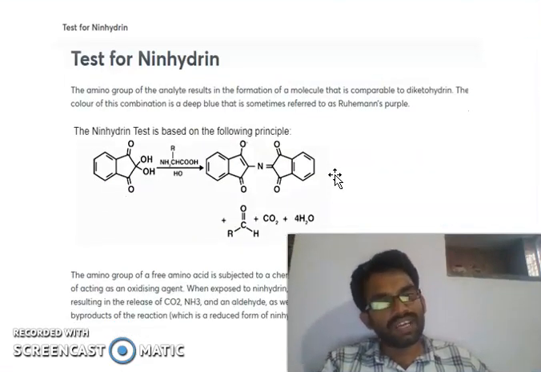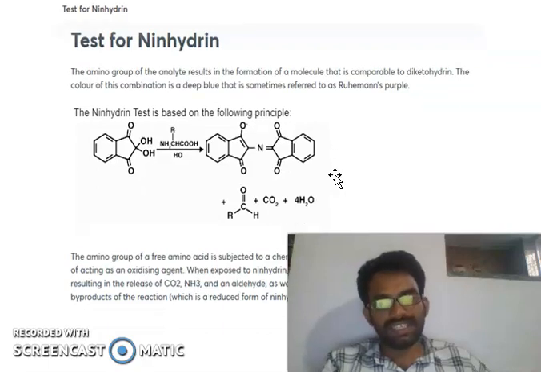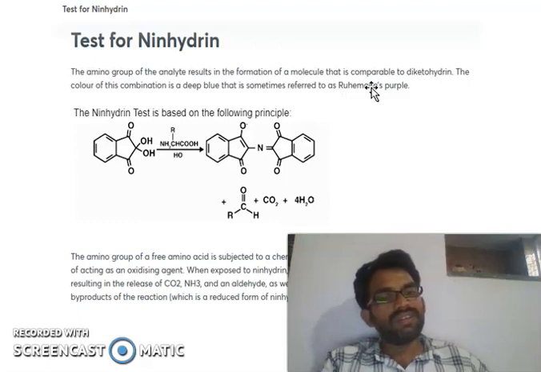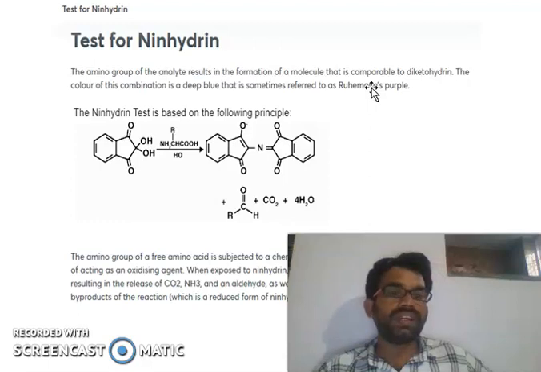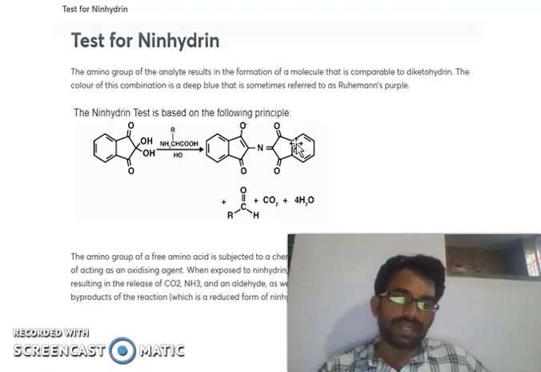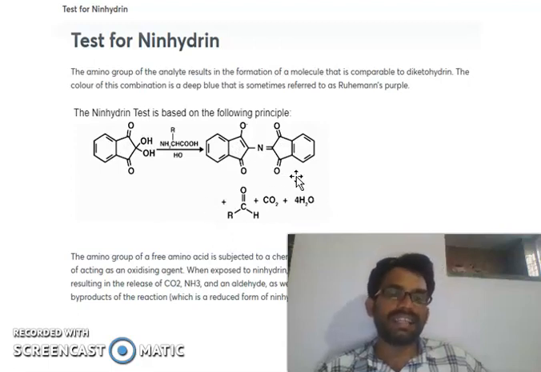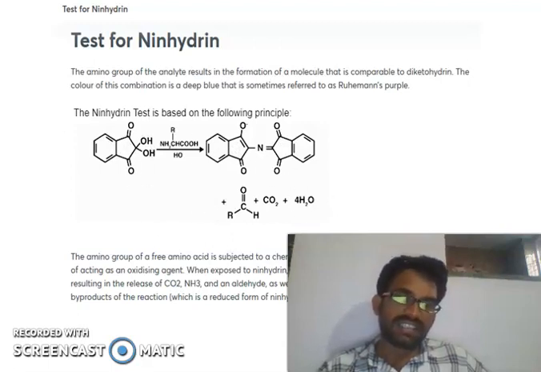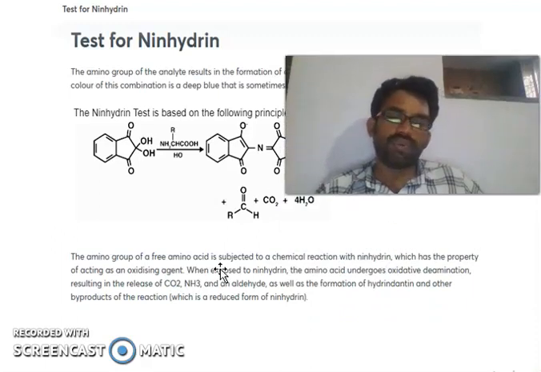Then what is the actual ninhydrin test? You can see here the amino acids of the analytes result in the formation of molecules comparable to diketohydrin. The color of this combination is deep blue, sometimes referred to as Ruhemann's purple. This is based on the following mechanism of the ninhydrin test. You can see this is the reaction of ninhydrin, what happens.